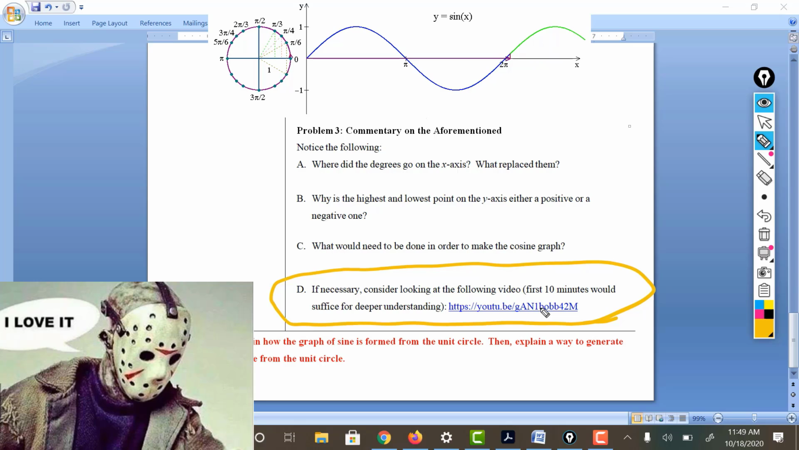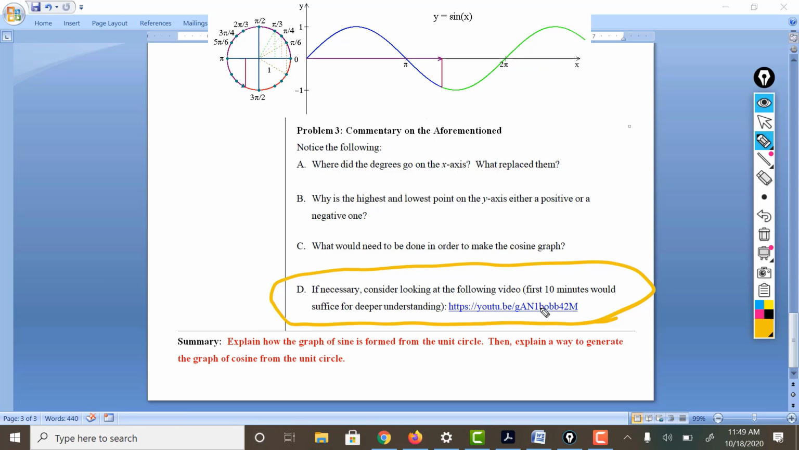Summary. Explain how the graph of sine is formed from the unit circle. Then explain a way to generate the graph of cosine from the unit circle.